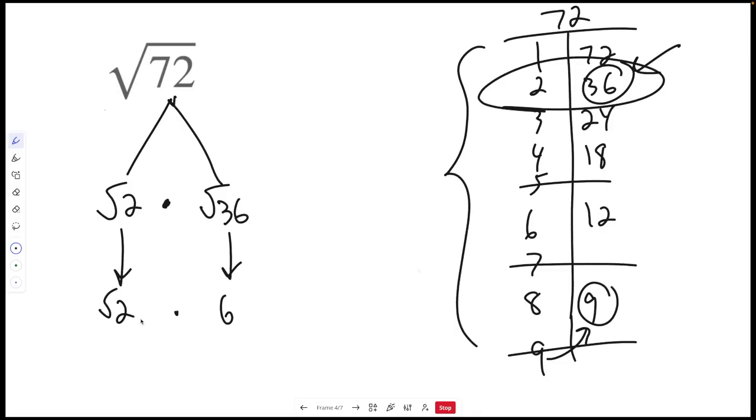Square root of 2 stays the square root of 2, can't break that down. And now to write your final answer, you normally write just the regular number on the left side of the radical. So your final answer is 6 square root of 2. And this is the final answer.